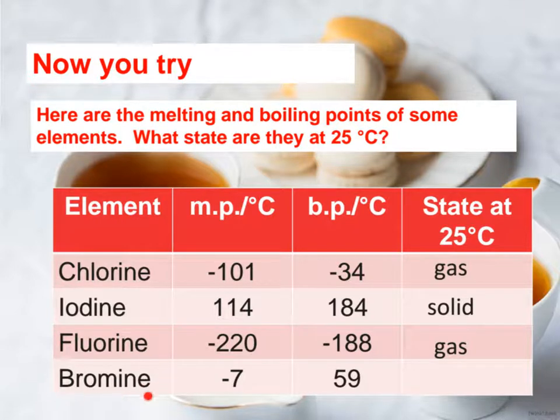What about bromine? Bromine will melt at minus 7 and boil at 59 degrees Celsius. 25 degrees Celsius is between the melting point and the boiling point. So at 25 degrees Celsius, bromine got enough energy to melt, but it didn't get enough energy to boil. And then bromine is liquid at 25 degrees Celsius.